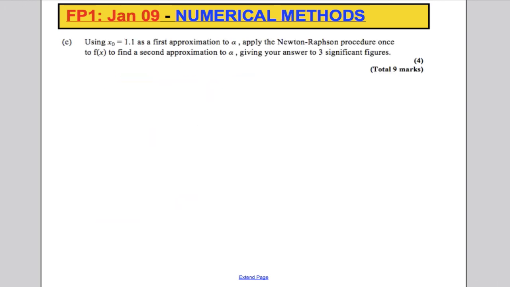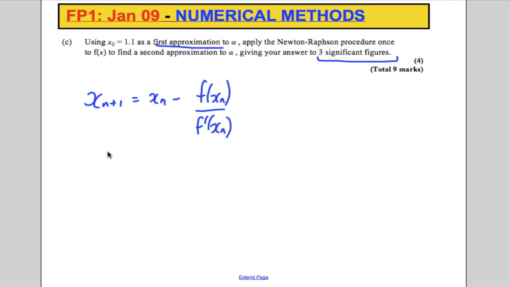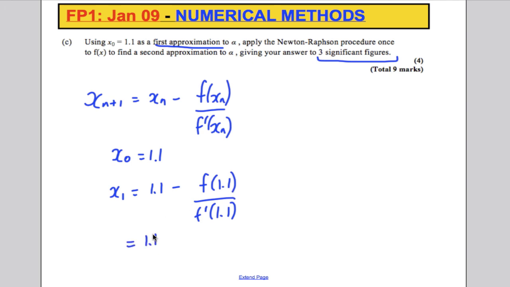And part C, using x0 as 1.1 as a first approximation, apply the Newton-Raphson procedure once to find x1 to 3 significant figures. Remember, Newton-Raphson says xn plus 1 is equal to xn subtract f of xn over f dashed xn. We're only doing it once here. Now our x0 is 1.1, so therefore x1 would be 1.1 subtract f of 1.1 over f dashed of 1.1.